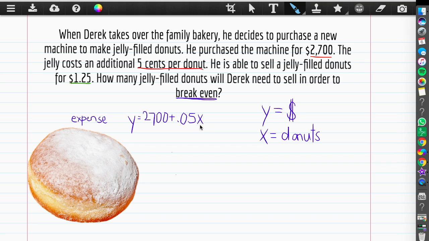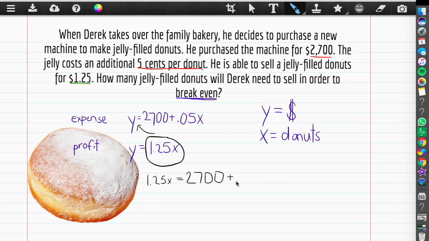The second equation we're going to write is going to be representing the profit or the income of the business. So again, we're going to use Y to represent the total profit, and that's going to be equal to $1.25 per jelly-filled donut that's sold. Now to solve this system of equations, I'm going to substitute the 1.25x into the equation above because they're both equal to Y, and then we'll just solve for X.